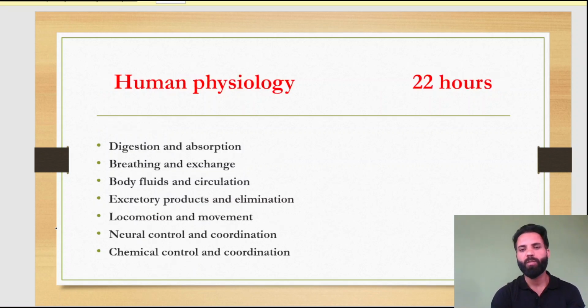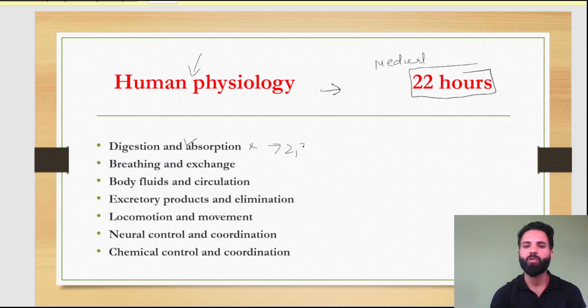Then the most important unit, not most important unit, but a lengthy unit, is human physiology. And you know that after getting into the medical field, when you qualify the medical examination NEET, then you have to study only human physiology. And recently the digestion and absorption has been deleted from this unit, but we will study it. It's because the questions will come in the NEET from digestion and absorption, and it will require 2 to 3 hours.